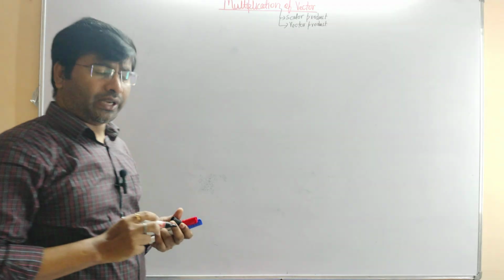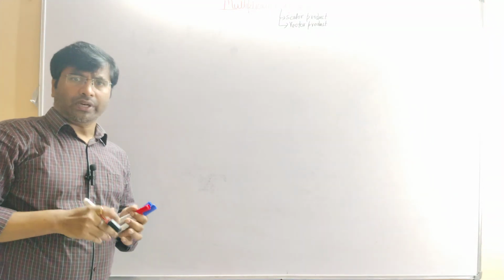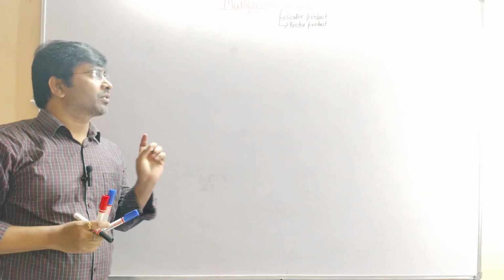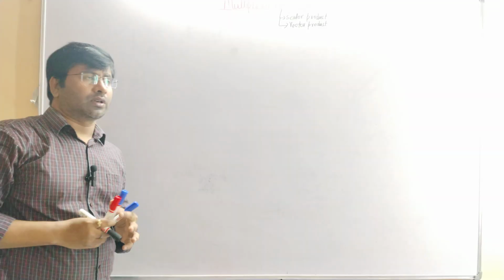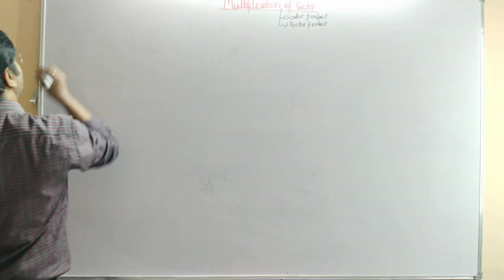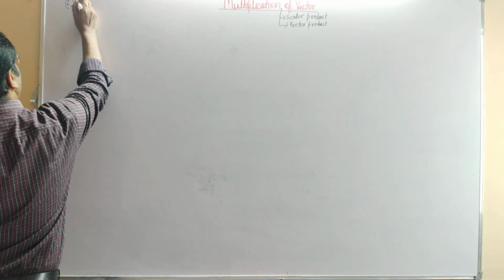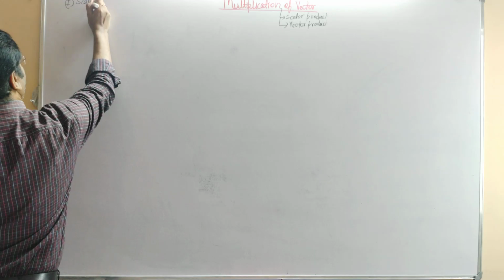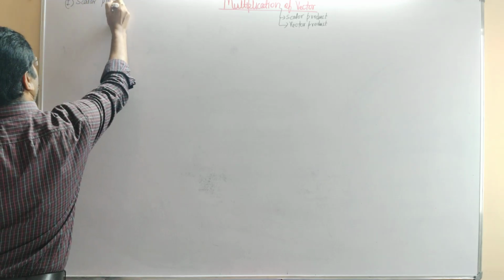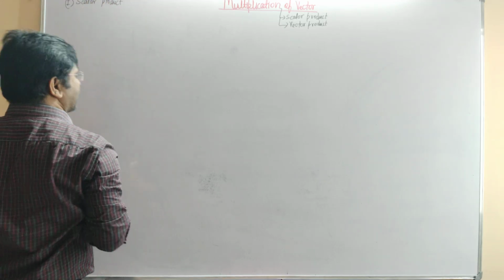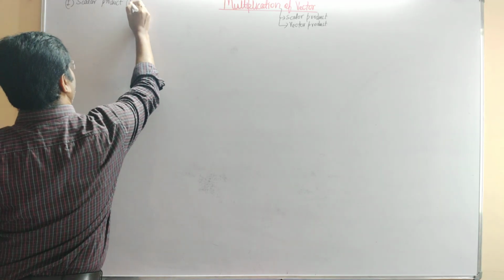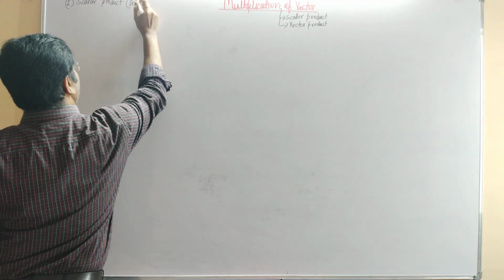Okay, so here multiplication of vectors will be done in two ways, scalar product or vector product. The first one we will see is the scalar product. A scalar product is also known as the dot product.